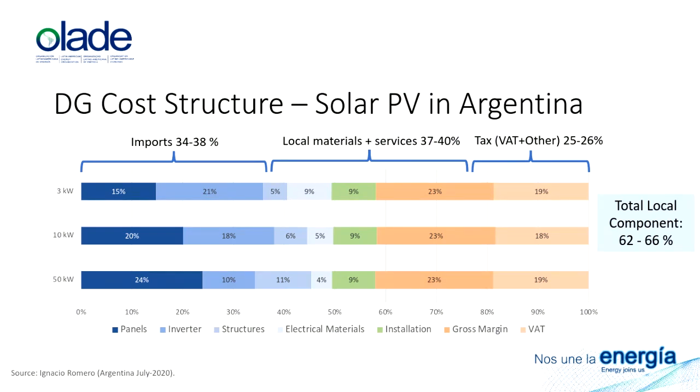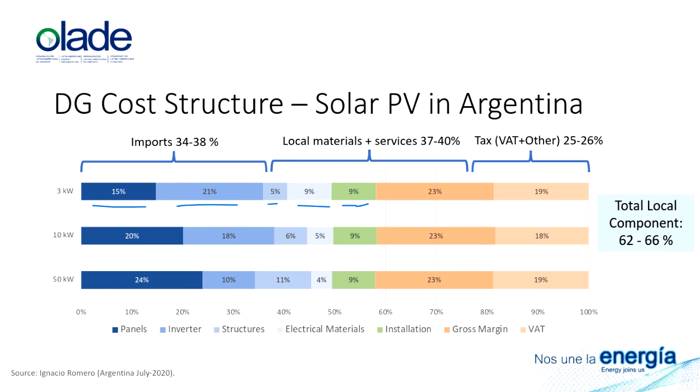So this is the same cost that I showed on the previous slide, but now just as a percentage of the total cost. And so we see, of course, we have an important component by the solar panels, the inverter, then structures, electrical materials, and installation. Also gross margin, which, as I mentioned, should not be confused with the utility or the earnings for the company, because it includes not only all of the administrative expense, the sales, marketing, and income tax as well, and the VAT.